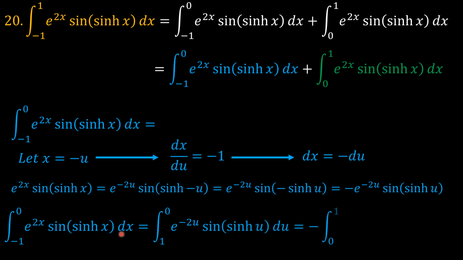So plugging that in, we have this negative and this negative interact with one another. So at this point, we don't have any, it's positive. But now to flip the limits, we have to introduce a negative. So we have now negative, the integral from 0 to 1 of e to the power -2u sine of hyperbolic sine of u. So with this expression in mind, we would like to now bring it up here so that we are now looking at the same domain of x equals 0 to x equals 1.